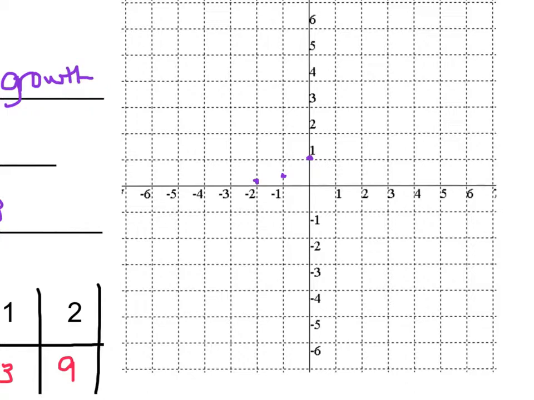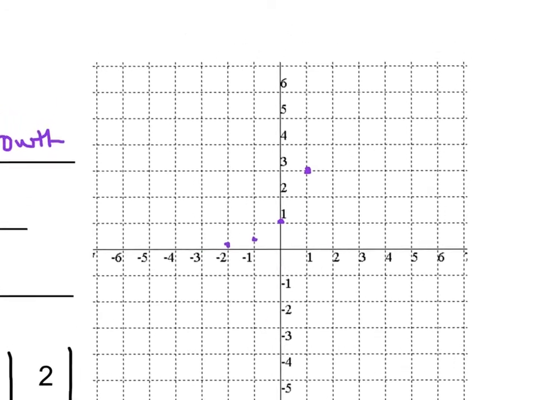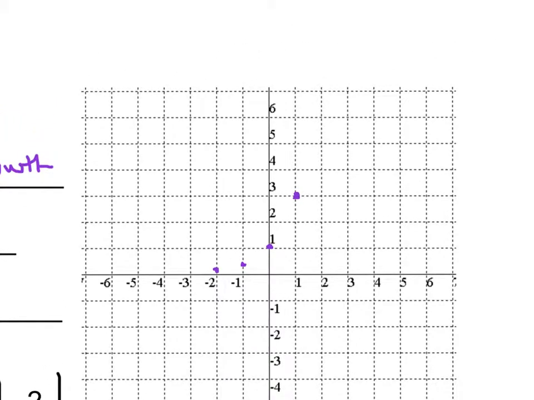And then our next ordered pair was 1, 3. So over from the origin, 1 to the right, up 3, puts us right there. And then the last one is probably going to go off my graph a little bit. It's over 2 and up 9. So if I go up 9, this is 1, 2, 3, 4, 5, 6, 7, 8, 9. So it's going to be, I'll just estimate up there.